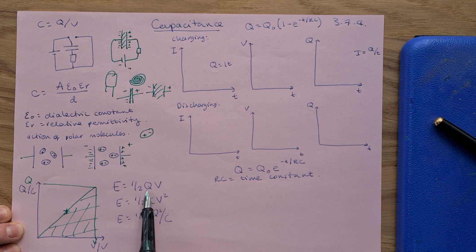We can sub that equation back in and swap out the Q for CV, and we get half CV squared, or we can swap out the V for Q over C and we get half Q squared over C. So there are lots of practical applications of capacitors. Now, the graphs for capacitor charge and discharge.